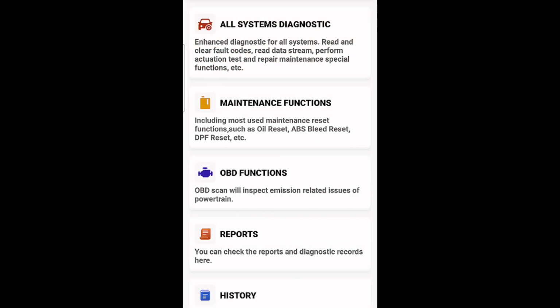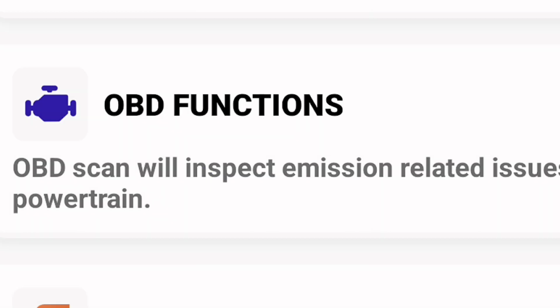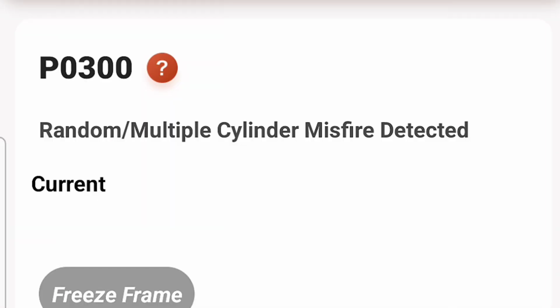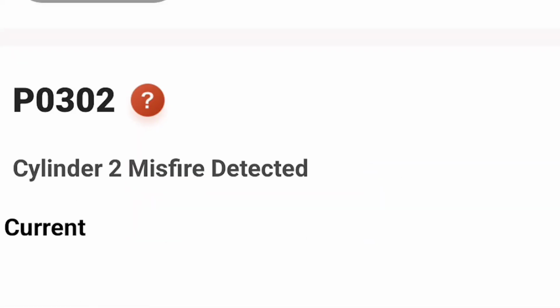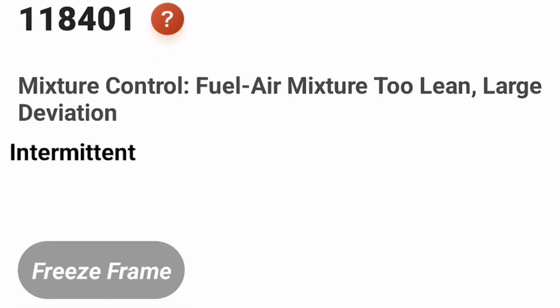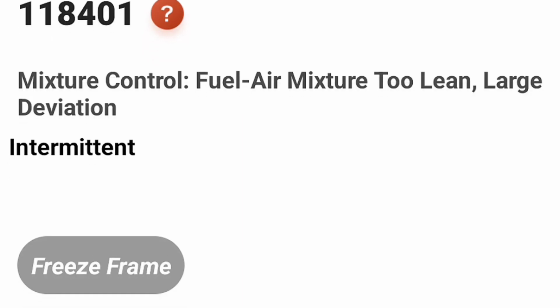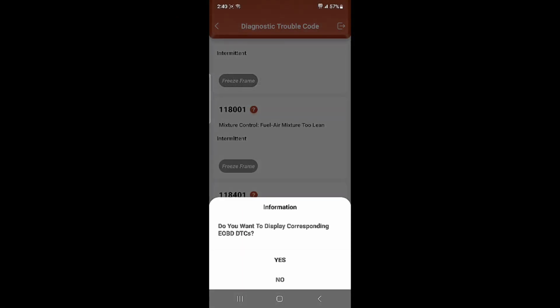All right, so let's go down to the third line here. It says OBD functions. Let's go ahead and click on that. All right, we got a P0300 random misfire. That's current. Cylinder 3 misfire, current. Cylinder 2 misfire. Fuel air mixture tooling, large deviation. Holy shit. This is a lot of stuff, guys.